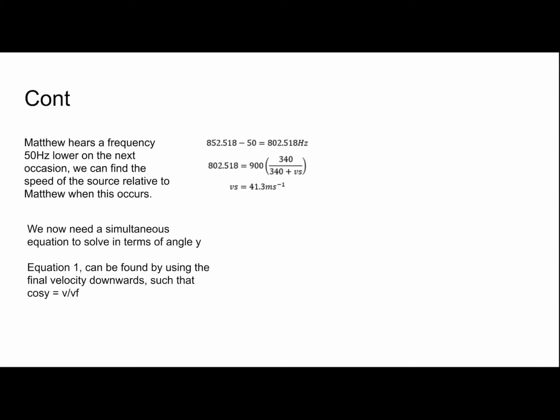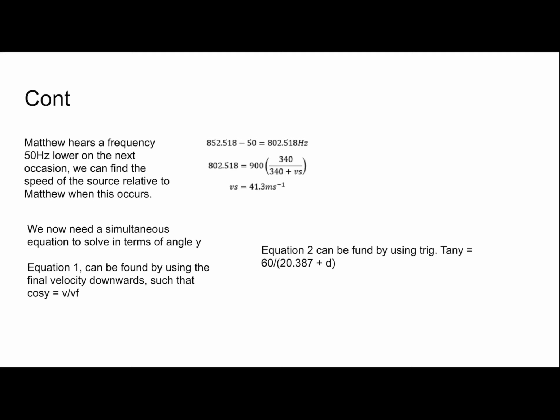So now we need a simultaneous equation to solve in terms of angle y. Equation 1 can be found by using the final velocity downwards, such that cos y equals V over Vf. So if we look at our vector diagram, we'll see that cos y equals V. So that's our relative velocity to Matthew. That's the V we just calculated, 41.3, and Vf would be the final velocity downward. So that's the velocity we want to find out. So cos y equals V over Vf.